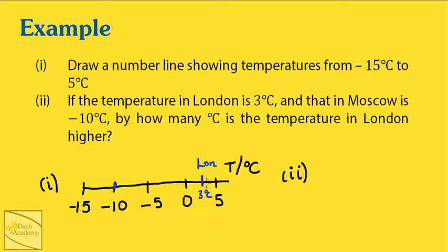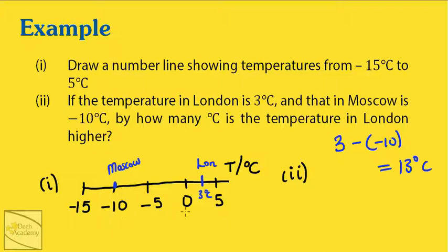On a number line, numbers increase to the right and numbers decrease towards the left. So let's say numbers increase towards the east and numbers decrease towards the west. So Moscow is exactly at -10. So you know that the temperature in London is higher, but by how much is what they're asking. One quick way to do it is just to find the difference between the temperatures. So 3 minus -10 gives 13 degrees. So that tells you that the temperature in London is 13 degrees higher than the temperature in Moscow.